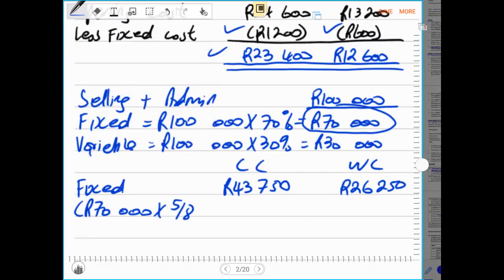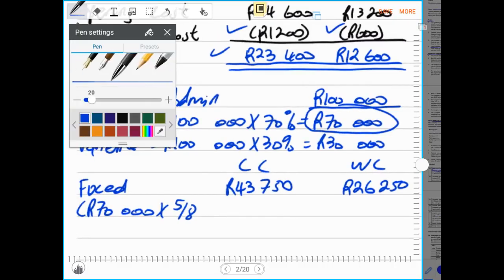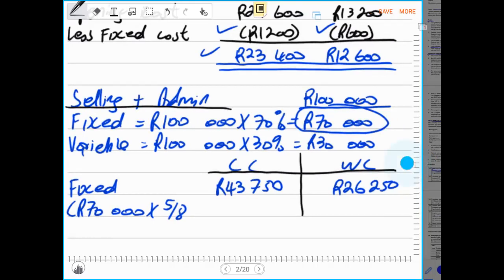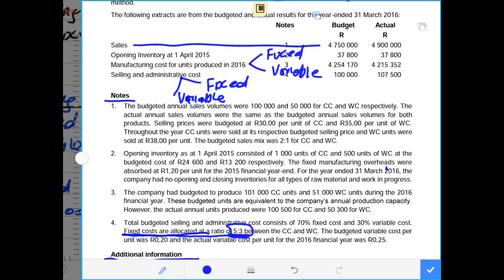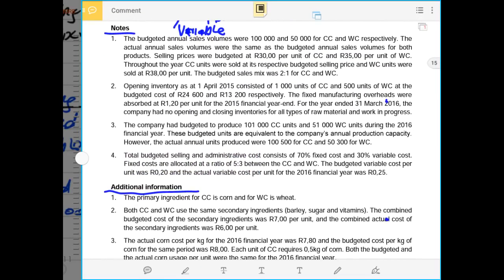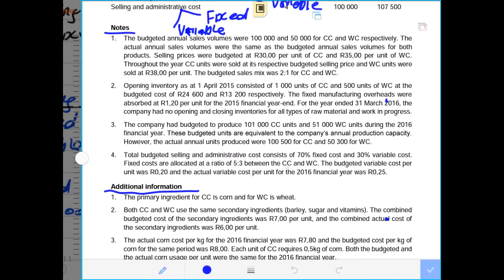Please make sure that you always do that, so that if by mistake you have made an error, you can identify your error as quickly as possible. So now that will be the allocation of the selling and distribution in terms of splitting that into fixed and variable. Then we go to the next part, and remember CC was getting 5 and WC was getting a 3, and we did that exactly.